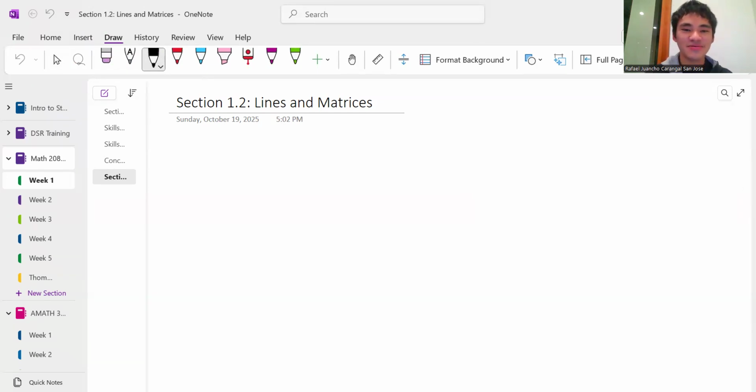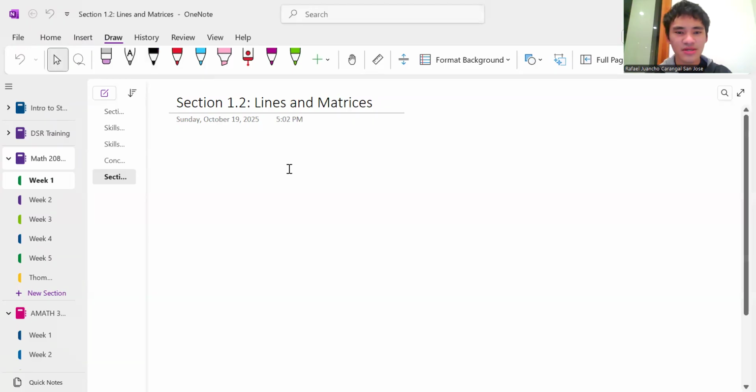All right, so enough yapping. Let's just hop right into it. So now we're gonna talk about lines, or actually, shoot, no lines. Already went through that. Linear systems and matrices.